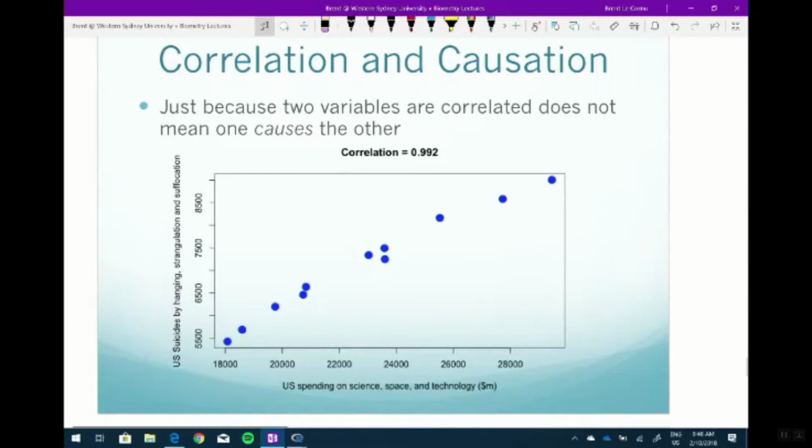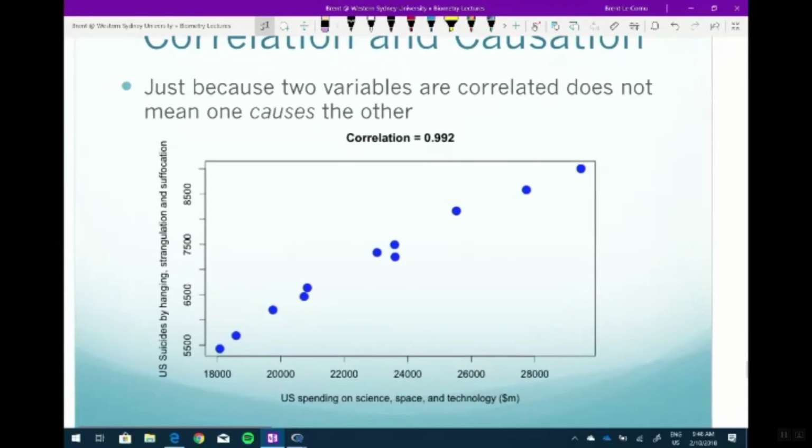And there's a great website with lots of examples of this. Here's an example of 2 quantitative variables. US spending on space science and technology, and suicides by hanging, strangulation, and suffocation, okay? 2 quantitative variables in a scatter plot. They look very strongly correlated, 0.992 correlation, right? Okay. Would you conclude then, based on this, you would do a hypothesis test if you had the data. You've got your points, you've got your correlation coefficient, you work out the test statistic and the p-value, and the p-value would say, yeah, your correlation coefficient is definitely significantly different from 0. It'd be a very small p-value, okay?